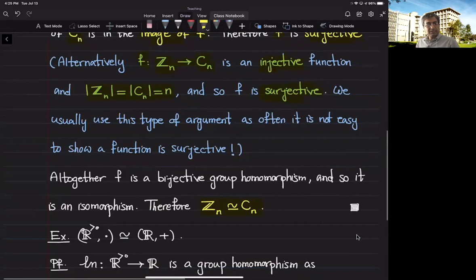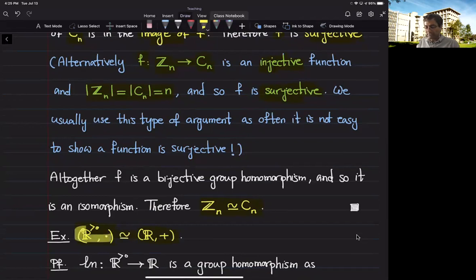Next, we are going to discuss that positive real numbers under multiplication is isomorphic to the entire real numbers under addition. So I'm changing the operation. Here it's multiplication, here is addition, but I'm also changing the set. Here is the set of positive real numbers, and here is the set of real numbers. And I want to say that they are isomorphic to each other as groups.